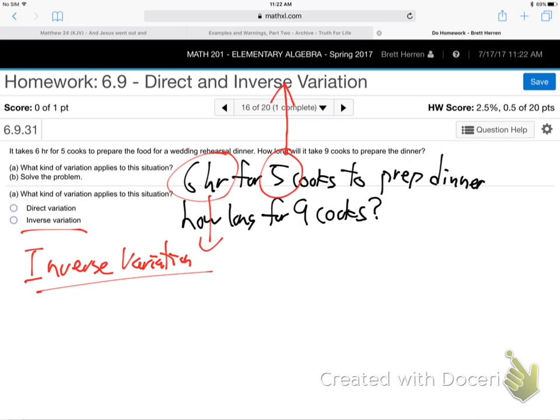So now that you know it's inverse, you know what formula to use. So use the right formula. It's the side-by-side, huh? A times B is C times D. Inverse is side-by-side. So we got what? 6 times 5 is 9 times X.